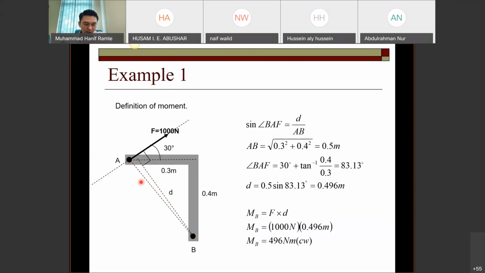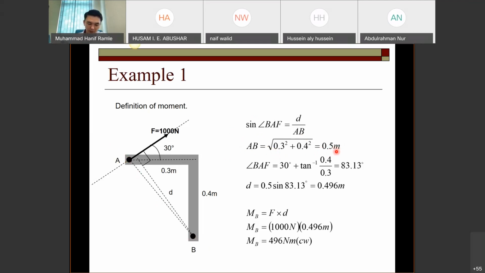So why do we introduce this line? Because we want to find the D using trigonometry. If you use trigonometry, you will have a solution. You have to find some angle first, and some distance first. From A to B, we can straight away find the distance using the Pythagoras theorem. Line AB. So using the Pythagoras theorem, you will get 0.5 for the AB line.